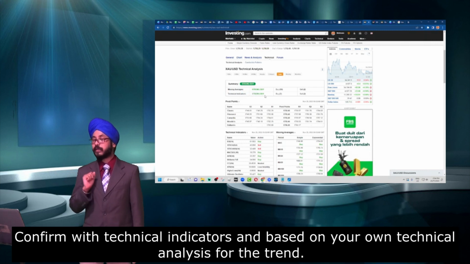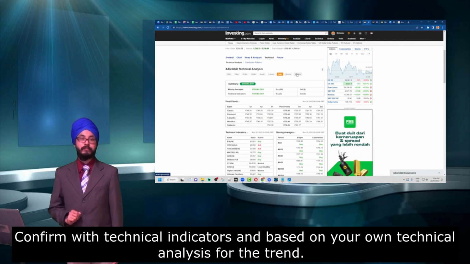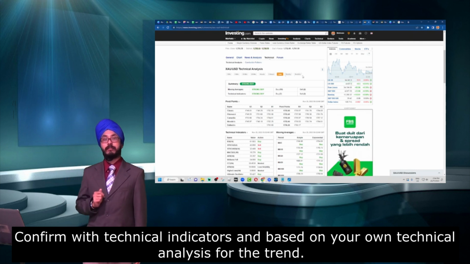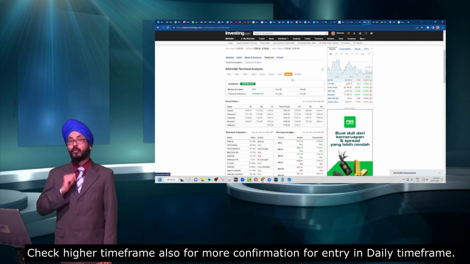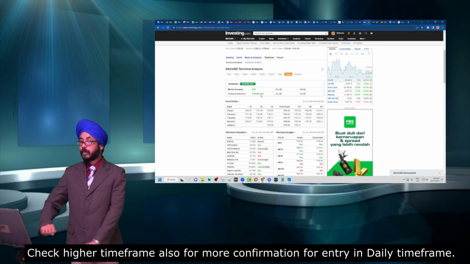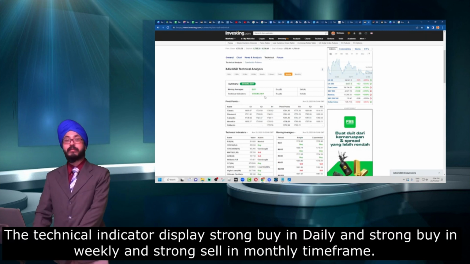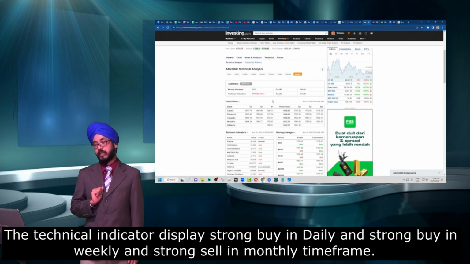As we can see, our technical indicator at the daily is focusing more towards strong buy. We will have to check with another 2 time frames, which are the weekly and also monthly. As we are able to see at the weekly, we have strong buy at the technical indicator, and for the monthly we have a strong sell.